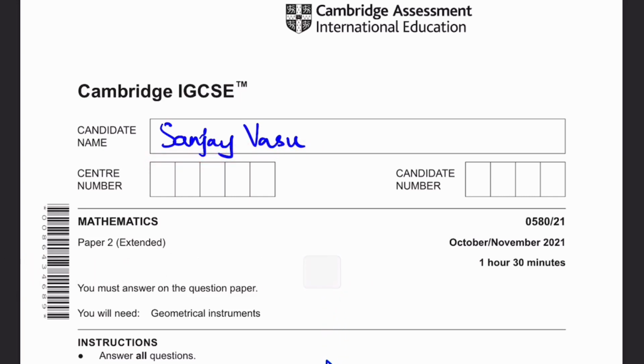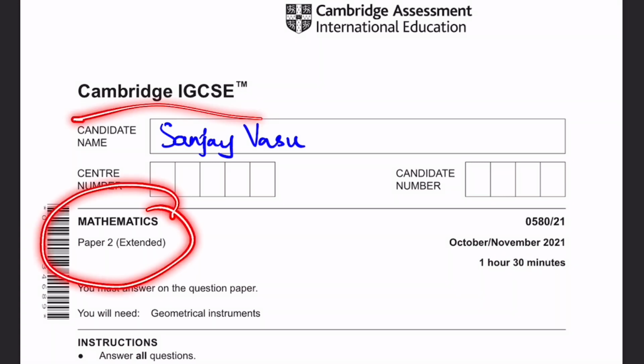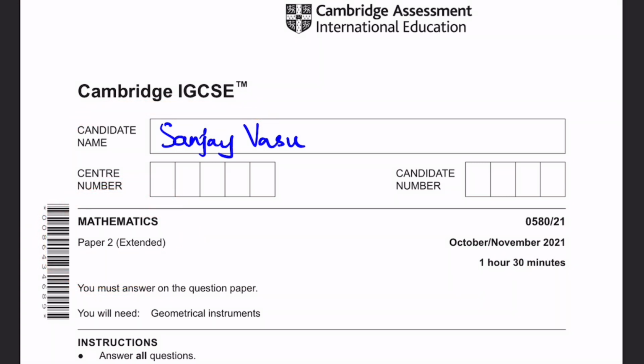This time I'm doing it on Cambridge IGCSE Mathematics Paper 2, which is the extended paper 1 for October/November 2021. This is also variant number 1.